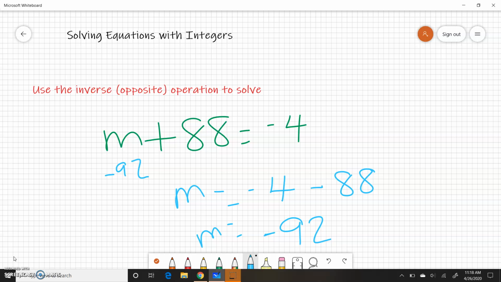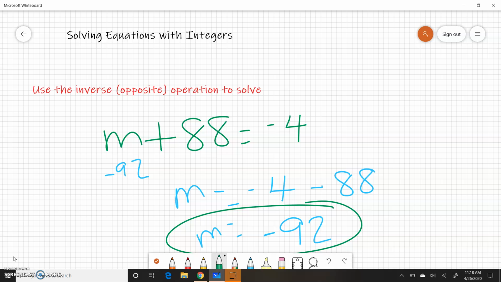So on today's homework, you're going to have like 12 different questions where this is what you're working on. And remember, your answer should always be your variable or your letter equals whatever number, your answer. So that's how your answer should be written on your homework today. M equals -92, B equals -4, or whatever it might be. You need to have the variable equals and then your answer.